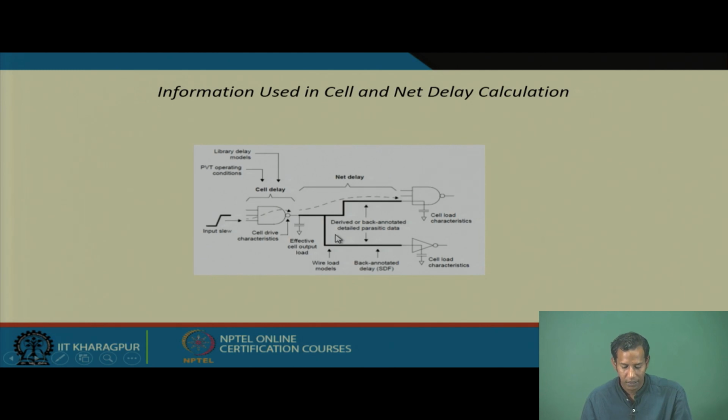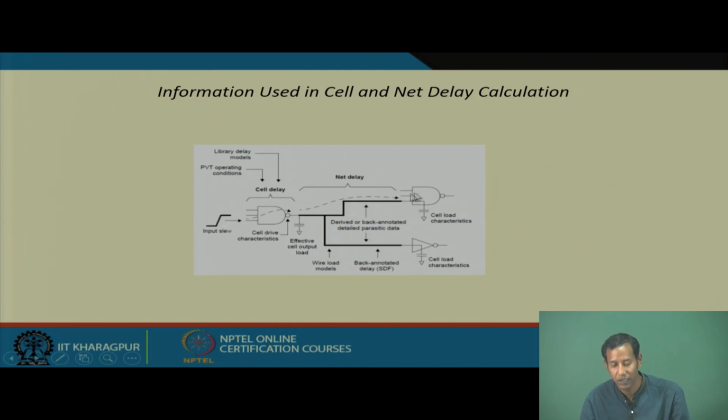Okay. Then, because of the effective cell output load, the delay will be different. Then, as it is connected to this and as it is connected to this, this black colored one will be associated with the net delay. So, how to calculate this net delay? This net delay is basically dependent on the wire load models and the back annotated delays as well as the detailed parasitic data. Detailed parasitic data means, depending on the wire load model, the length and which metal you are using, you will get different capacitance and resistance values, and depending on these different capacitance and resistance values, you will find out its delay.